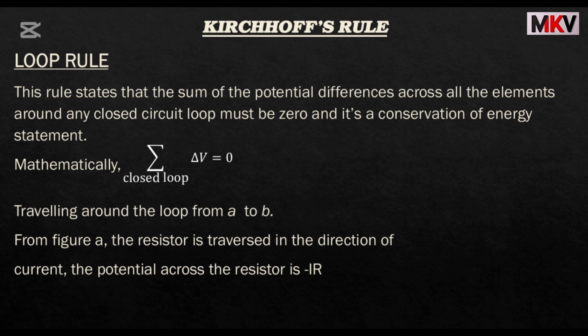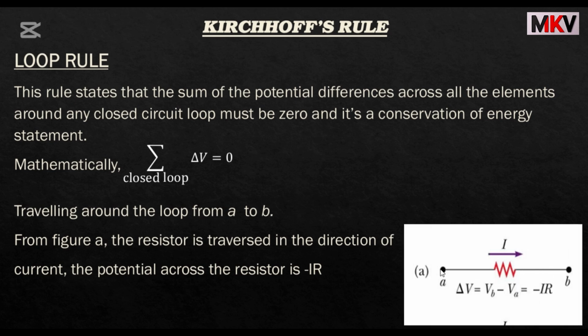So traveling around the loop from A to B, in this diagram, traveling from A to B means you are traversing an element in the circuit. From figure A, the resistor is traversed in the direction of the current, and the potential difference across the resistor is minus IR. So if the resistor is traversed in the direction of the current, the potential difference is negative.